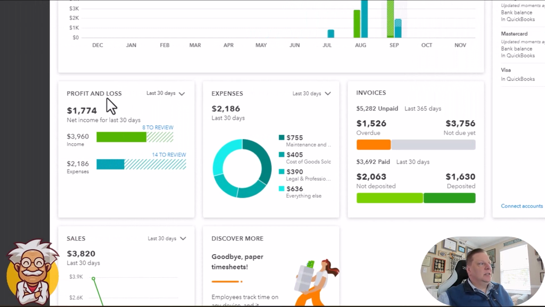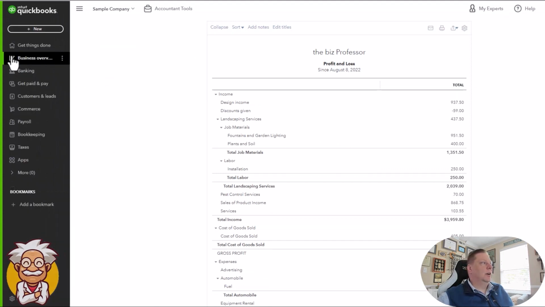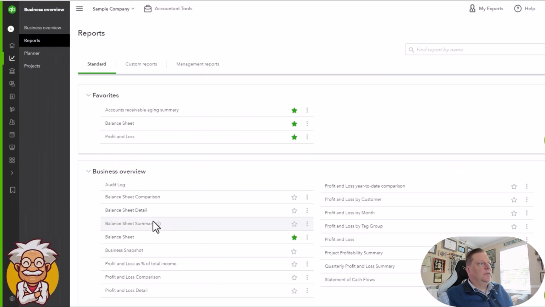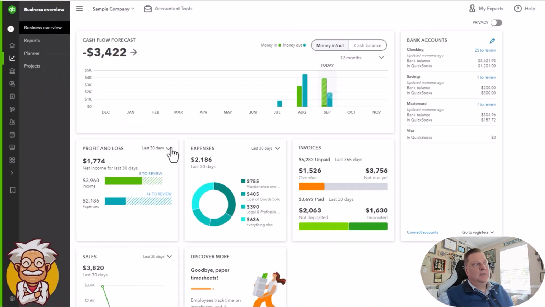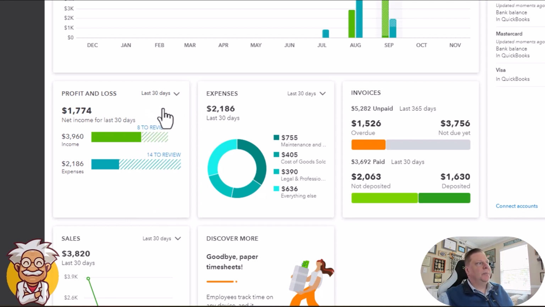You can always get to a profit and loss report by just clicking on it. Takes you straight to that profit and loss report. Real good feature here in our business overview. Again, you can click on the drop down and you can do a number of different ways to look at your profit and loss. Now the next two sections here are isolating your income and expenses specifically.